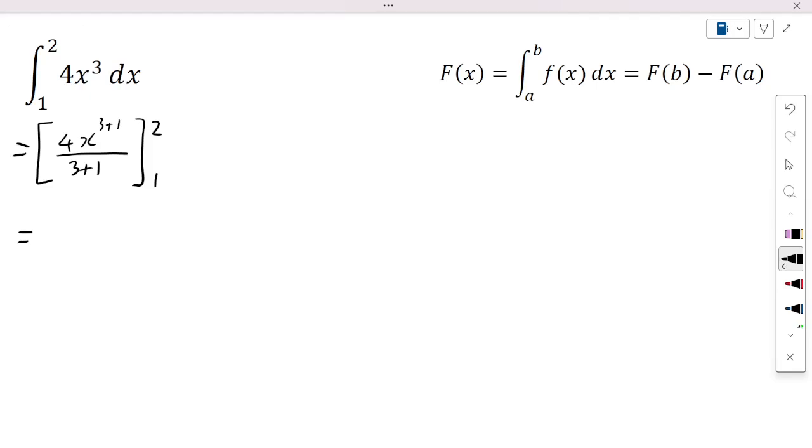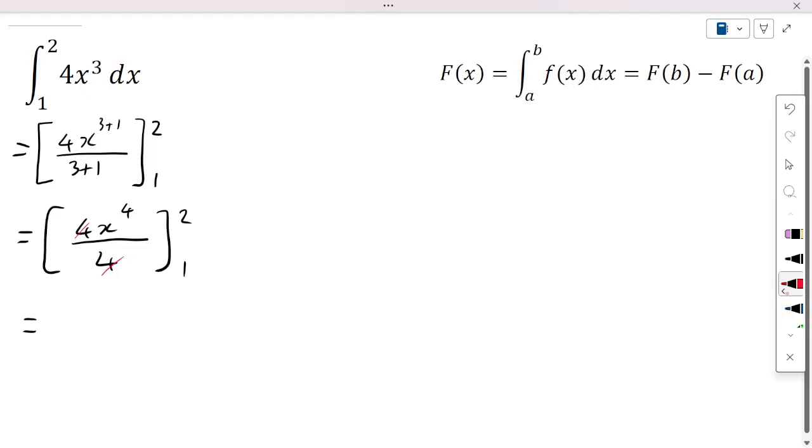Okay, so we're just going to simplify even further. We're going to get 4x raised to the power of 4 divided by 4, and then the lower and upper limit outside like that. And then what we can see over here is that these cancel out. And then we're going to have x raised to the power of 4, with upper limit 2 and lower limit 1.